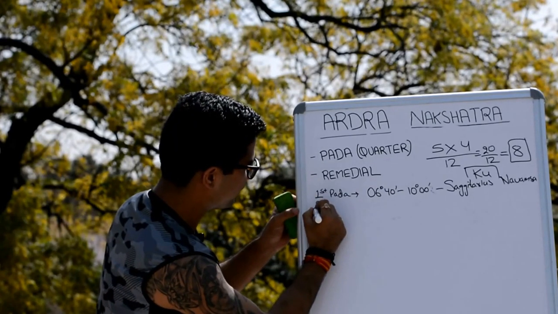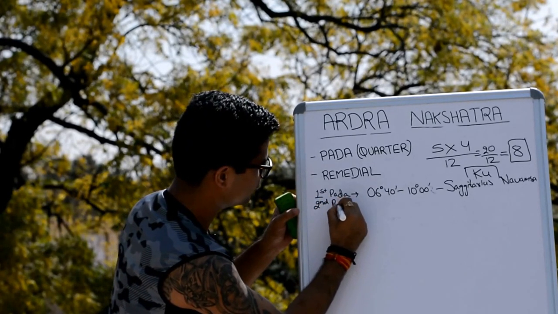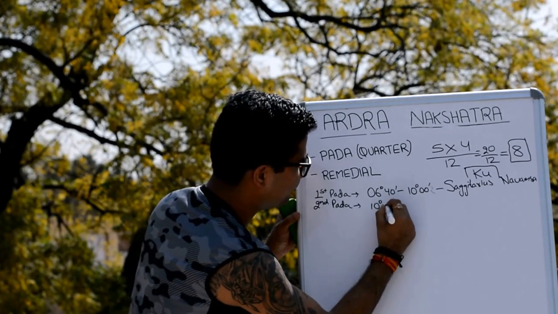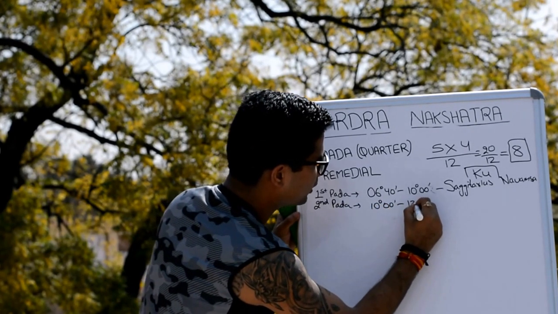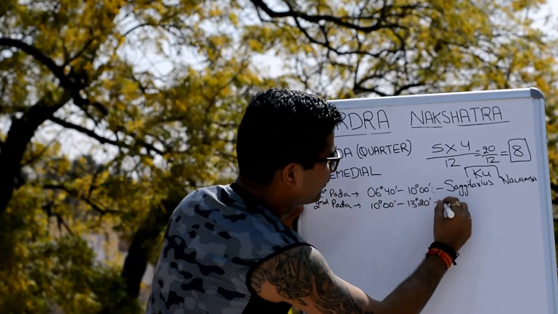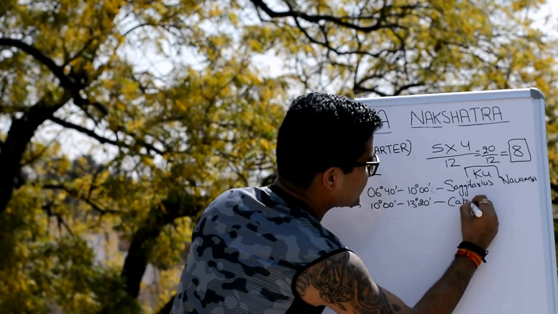Now comes the second pada, which is spread from 10 degrees to 13 degrees 20 minutes. Now here you will find the Capricorn Navamsa.